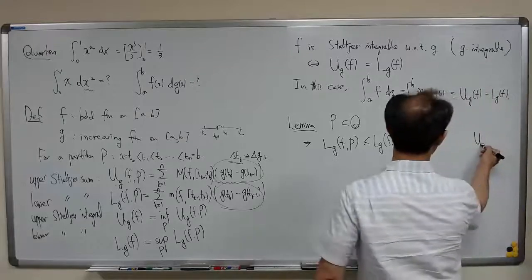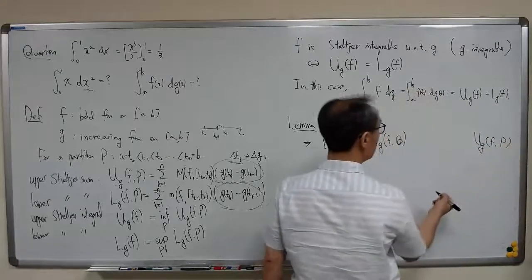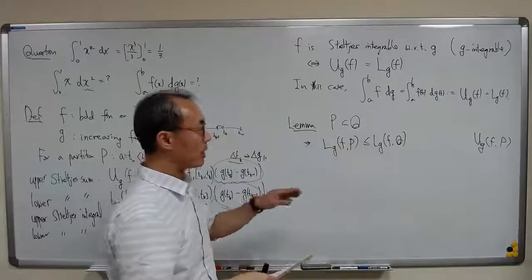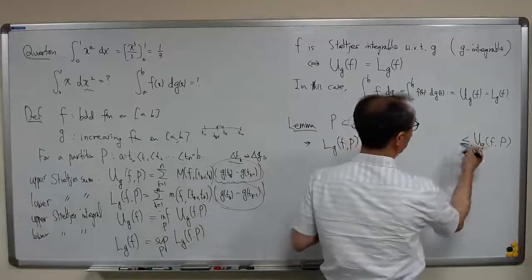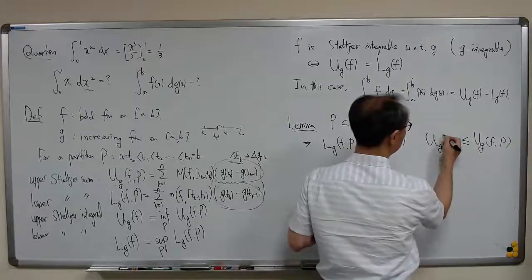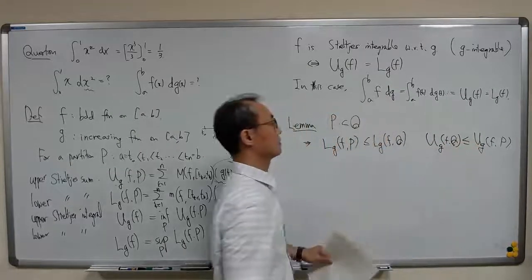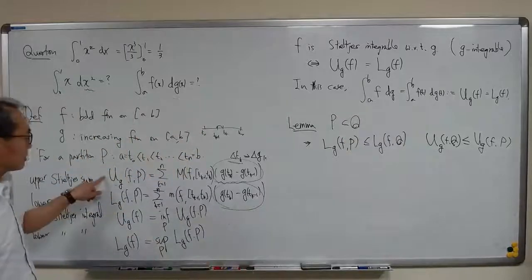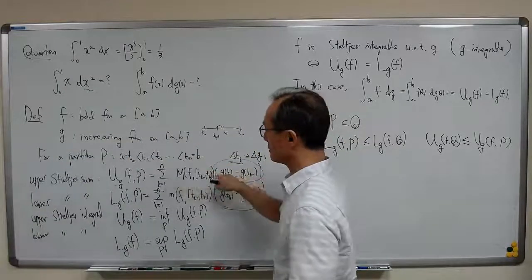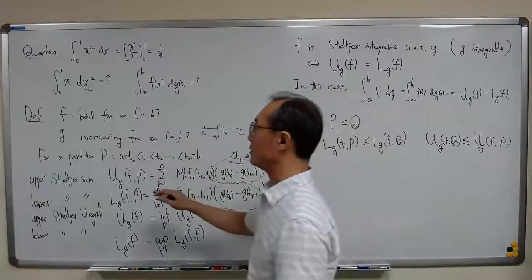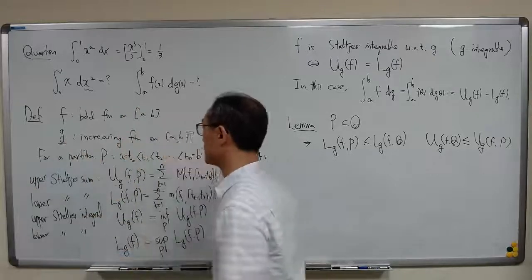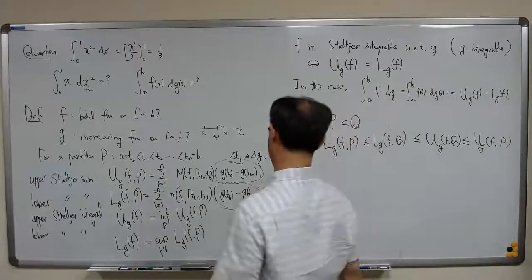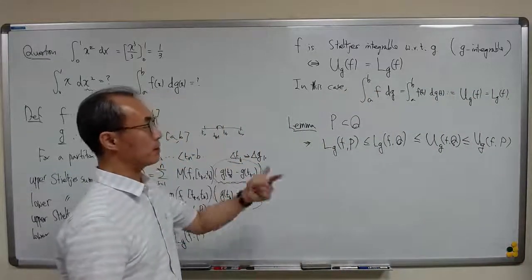On the contrary, starting from the upper sum over partition P, if we take the refinement, or if we replace the partition P by a finer partition, the upper sum gets decreased. So the upper sum over partition Q has these inequalities. Of course, for the same partition, the upper sum is always bigger than the lower sum, since we use the supremum and infimum. And here we have assumed that the function g is increasing. That means all the increments are positive. Okay, so we have this natural inequality between the lower Stieltjes sum and the upper Stieltjes sum.